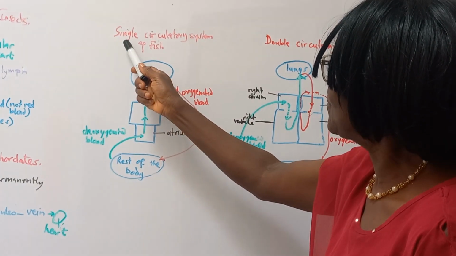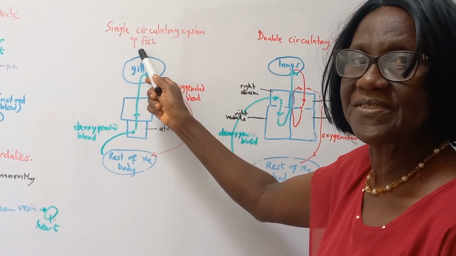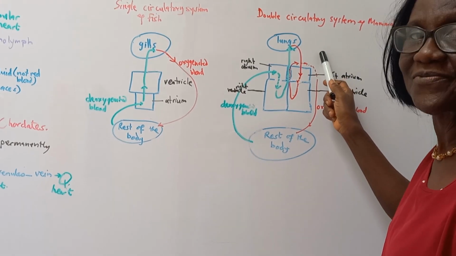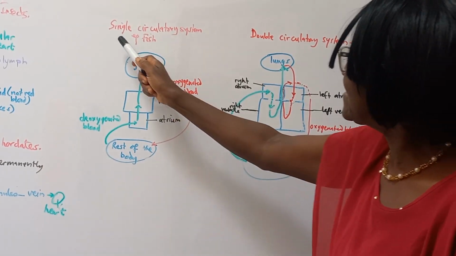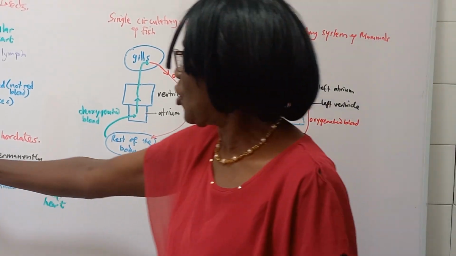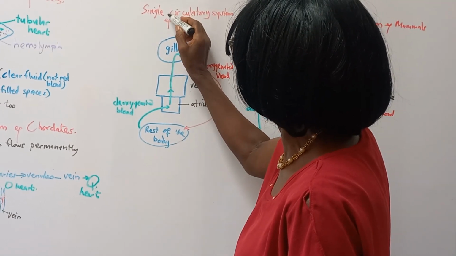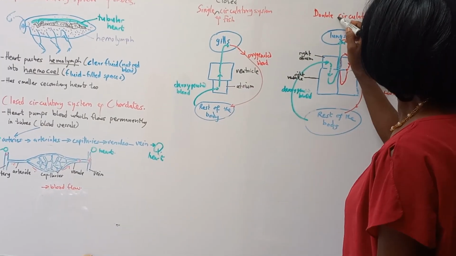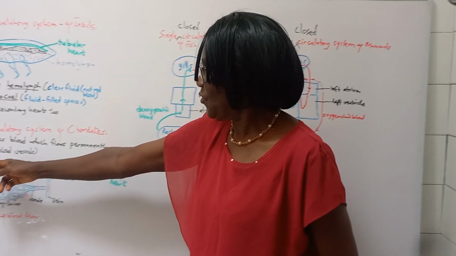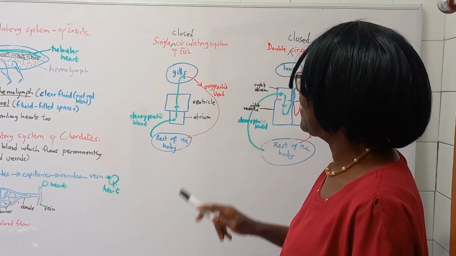Now we also have to explain single circulatory system, which is found in fishes, and then double circulatory system, which is found in mammals, for example. Good. Both single circulatory system and double circulatory system are closed circulatory systems. So we can say something like single closed circulatory system, double closed circulatory system, because the blood flows continually in tubes. Single or double circulatory system.